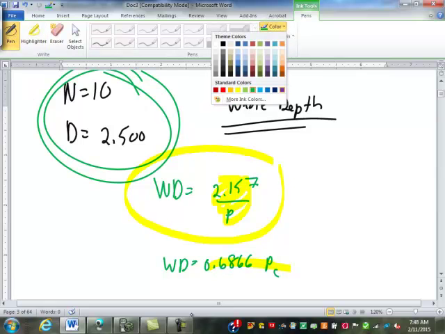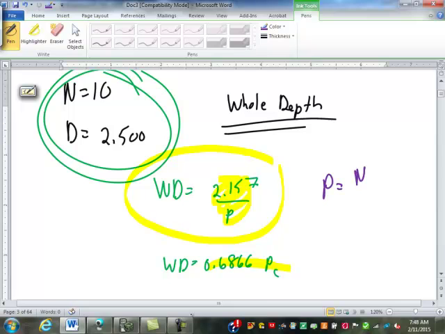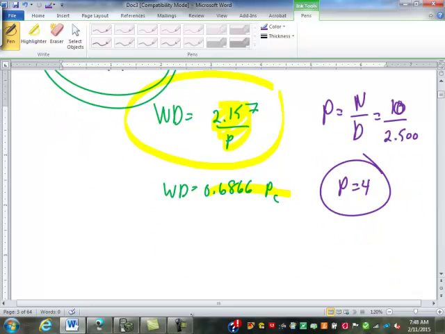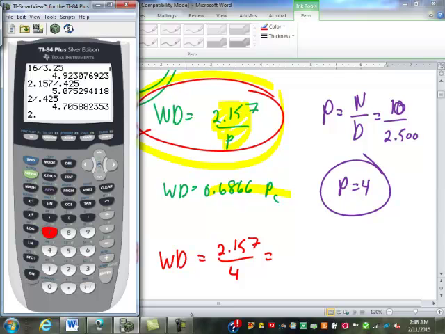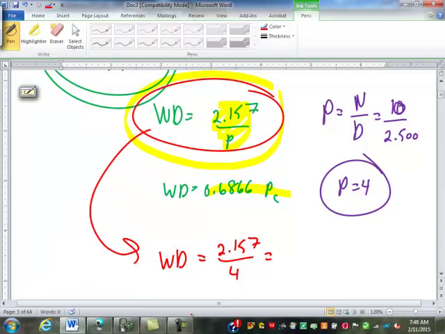And I know that pitch is number of teeth divided by the pitch diameter. So here that'll be 10 divided by 2.50. Well, what's 10 divided by 2.5? 4. That gives me a nice round number to work with. So that's telling me now I can use that combined with my working depth formula, or hole depth formula here. 2.157 divided by 4. This 4 is my pitch. Perfect. 0.53925, 0.539 we'll call it. And that is in inches. That's our working depth.